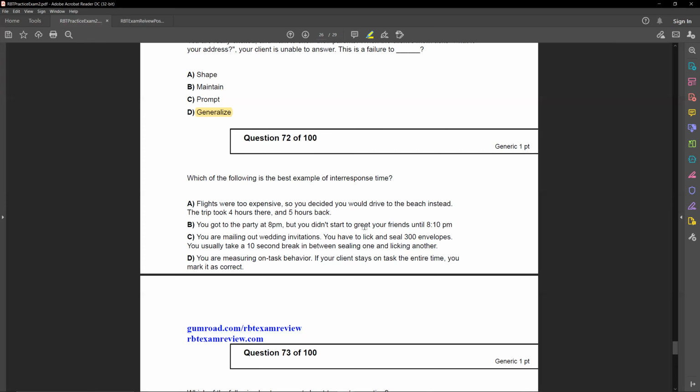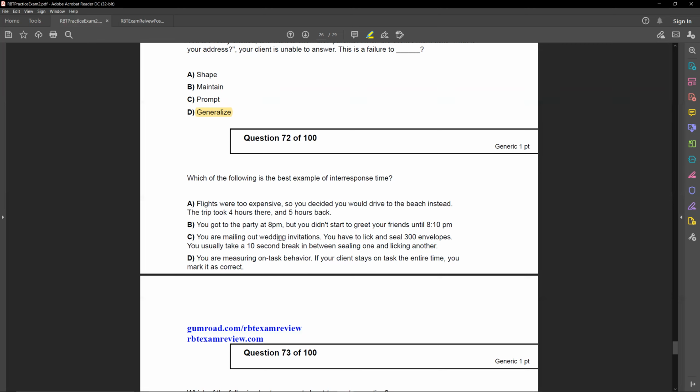A: flights were too expensive, so you decided you would drive to the beach instead. The trip took 4 hours there and 5 hours back. So what are we measuring here? We're measuring the length of the trip, but we have no idea how long in between drives. We just know how long the drives took. That's measuring duration. So A is out.